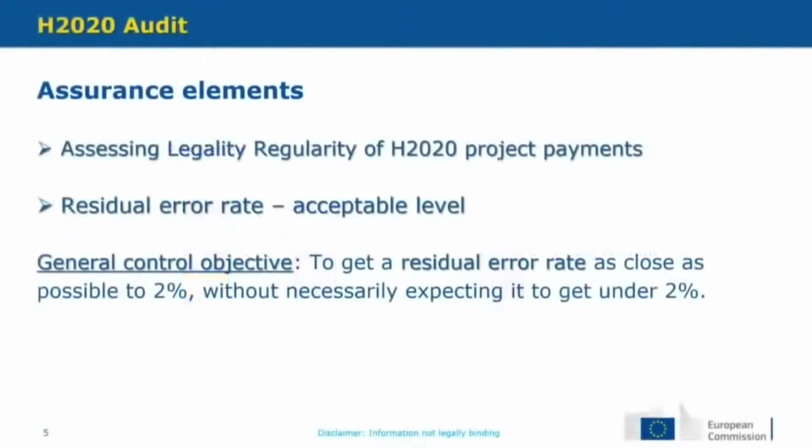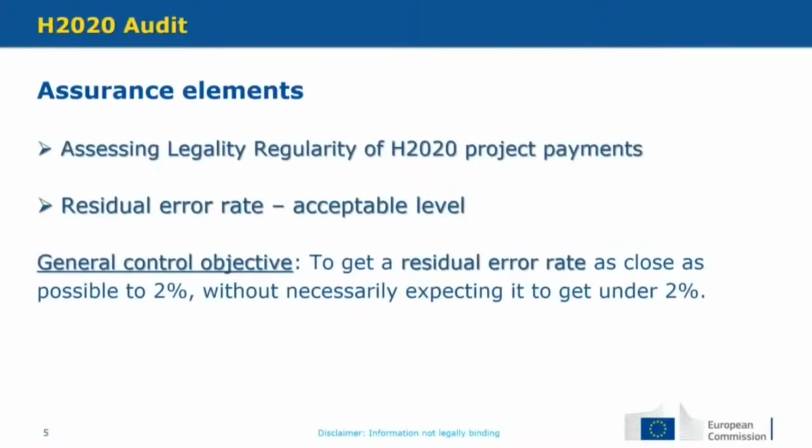The assurance elements of the audit: the main purpose of an audit is to provide assurance. Now, the assurance elements are used to assess the legality and regularity of Horizon 2020 project payments, and to also calculate a so-called residual error rate. Basically, the residual error rate is the remaining error not detected within the audit. The objective is to keep this residual error rate at an acceptable level.